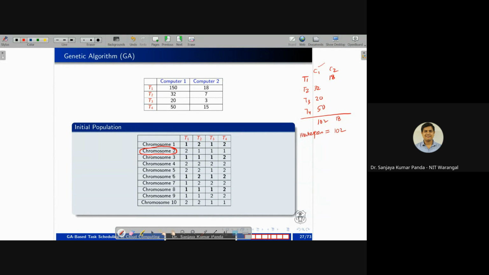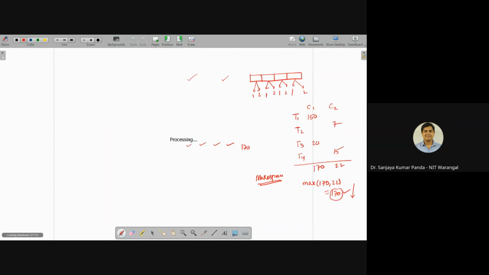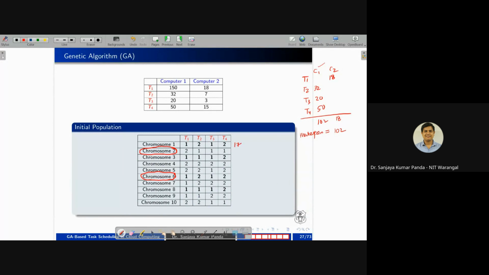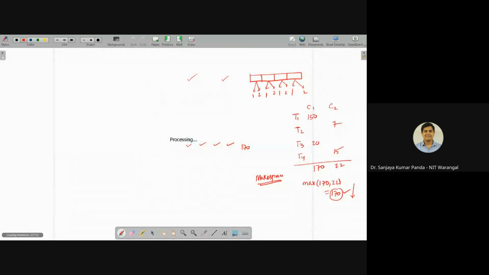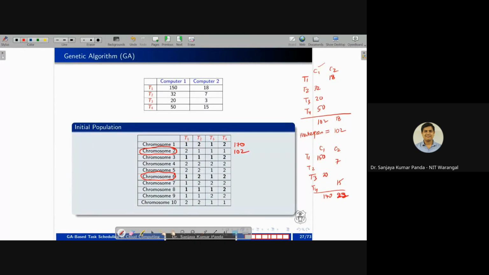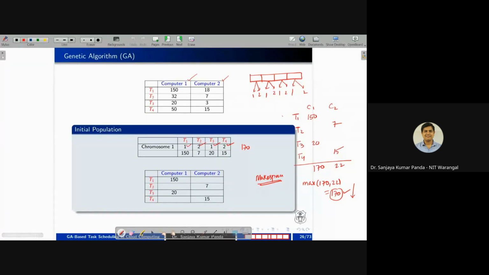Similarly, I will show you another solution. I am taking chromosome 6. In the chromosome 1 case, we calculated and we got the value 170. I am writing that value here. In the chromosome 2 case, I am getting the value 102. And in the chromosome 6 case, it is 1212. So T1 is assigned to C1, which is taking 150 units of time. T2 is assigned to C2, which is taking 7 units of time. T3 is assigned to C1, which is taking 20 units of time. Okay, T4 is assigned to the second cloud, which is taking 15 units of time. So you can see the solution is the same as the solution which we found in the previous case. Sorry, this is 22. Okay, so in the previous case we got a maximum of 170 and 22, that is 170.